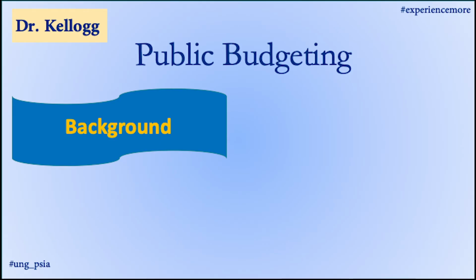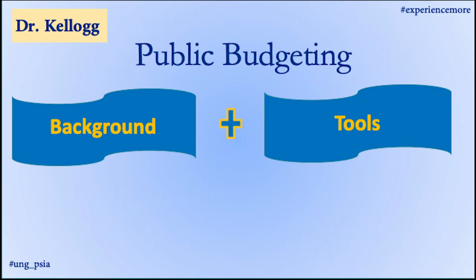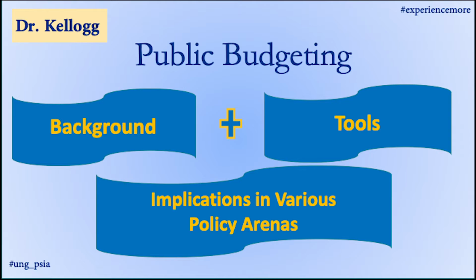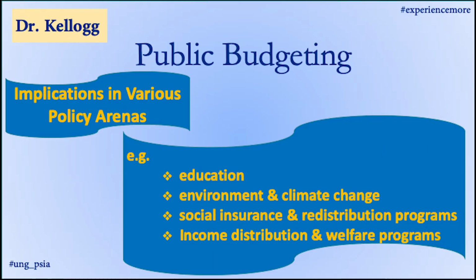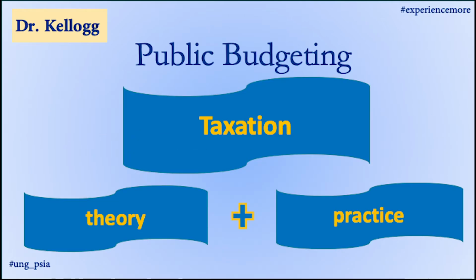In public budgeting, we look at the background and tools of public budgeting and finance, and then look at the implications of budgeting and finance in a number of policy arenas, such as education, environment and climate change, social insurance and redistribution programs, as well as income distribution and welfare programs. We conclude by looking at the theory and practice of taxation, a main source of revenue in budgeting.